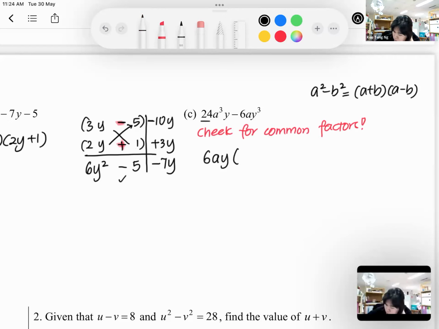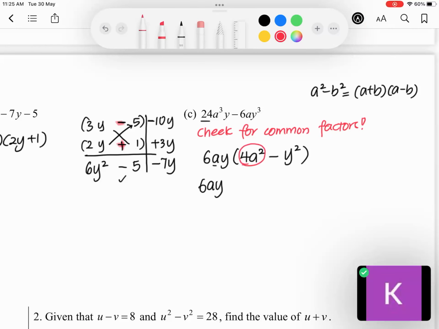So 24 divided by 6, you get 4. A cubed divided by a, take out 1 is a square. Y divided by y, no more y. Minus 6, take out a, take out y, take out 1, left y square. Okay, then now we need to do plastic surgery. Again, keep the 6ay, don't throw it away, right? What are we going to do with 4a square?